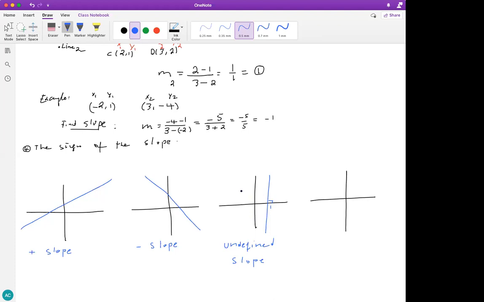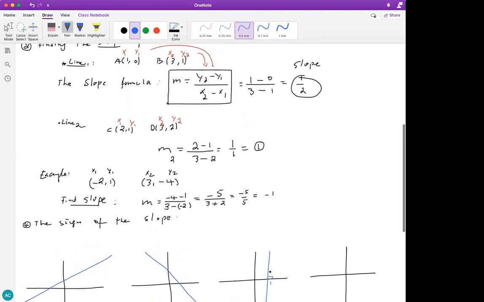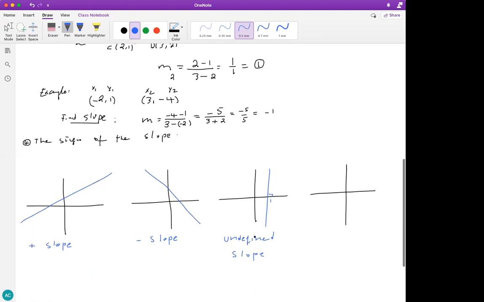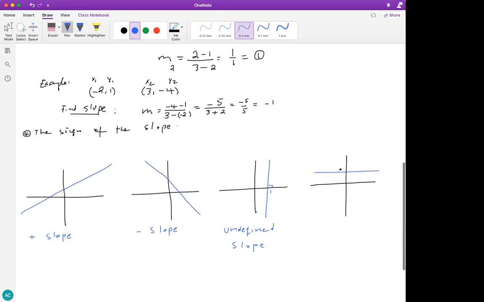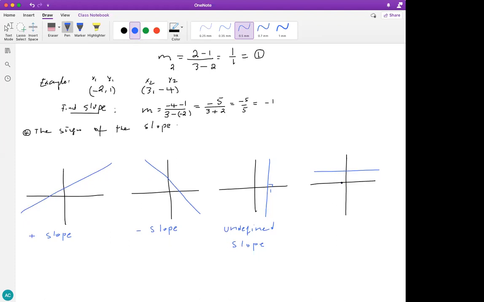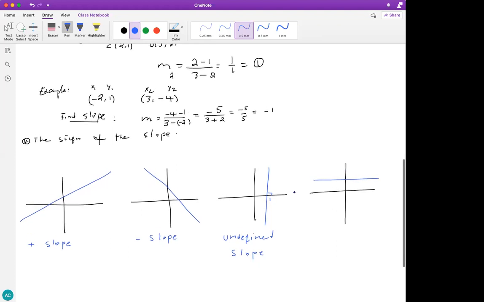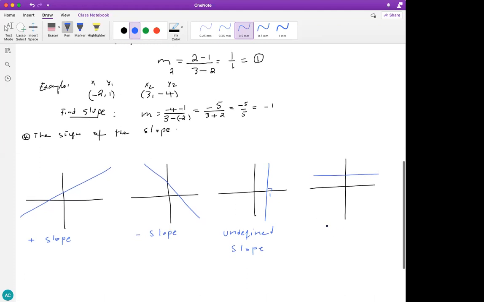For example, y is 1, 2, 3, or 4. So if you take any 2 points from the line, they will have the same x. For example, in this case, 1 minus 1 would be 0. If you divide by 0, you get something that's undefined. So division by 0 is not possible. That's why we say vertical lines have undefined slope. Okay, that's the case when you have a vertical line. Then you may have a horizontal line. When you have a horizontal line, we say the slope is equal to 0.